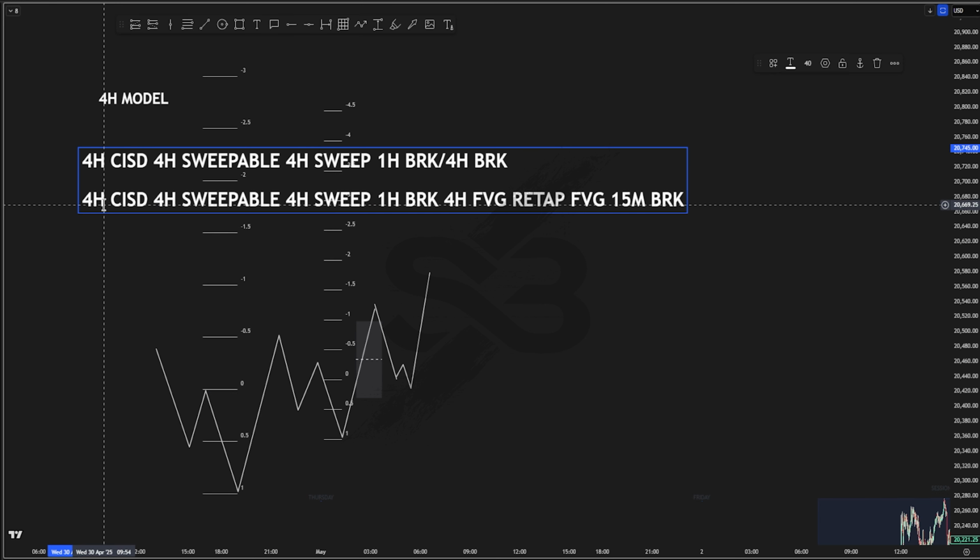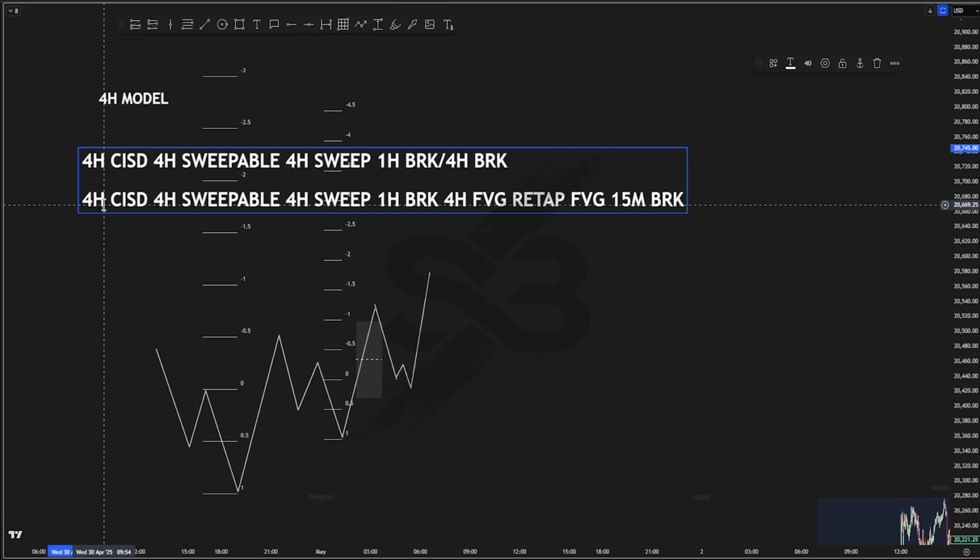For the fair value gap entry, it's the same thing. 4-hour CISD, 4-hour sweepable, 4-hour sweep, 1-hour breaker, 4-hour fair value gap. We retap into it, and then we just need a 15-minute breaker. We don't need anything more than that. Now, ideally, this 15-minute breaker becomes an hourly breaker, and then that becomes a 4-hour breaker. So again, it's the same principle. You're just doing the fractal time frame of this.